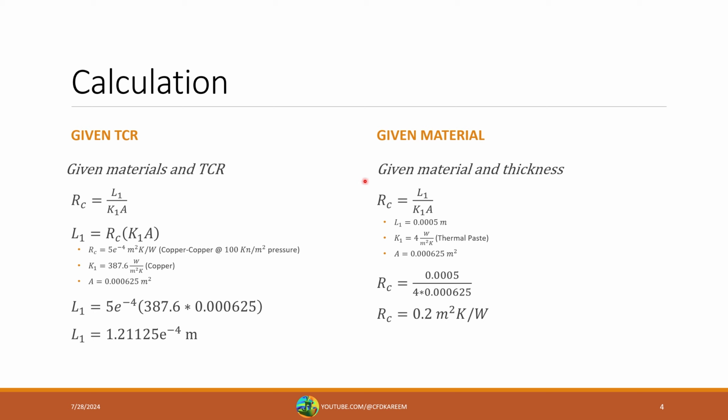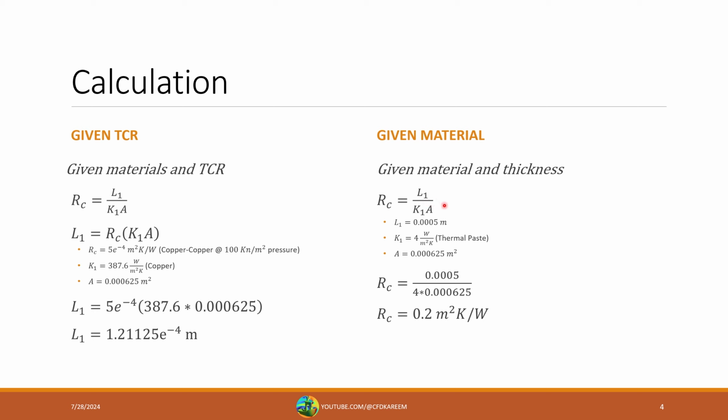The other case is where we're given a material and a thickness of that material in between two solids. So for example, it's common when you're trying to get heat transfer between two solids to add a thermal paste or other thermal interface material between the two solids in contact to improve the thermal contact resistance. In this case, we're usually already given K1, which is the thermal conductivity of the material, as well as L1. So we won't have to calculate anything and we can put those directly into Fluent.